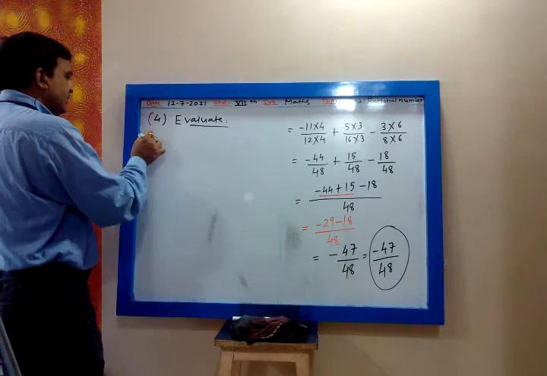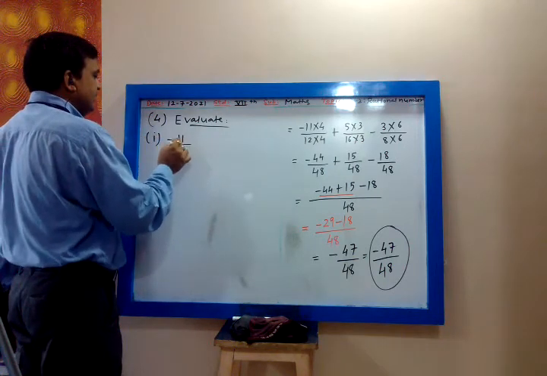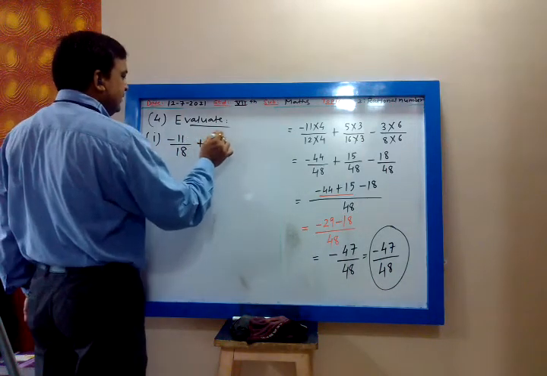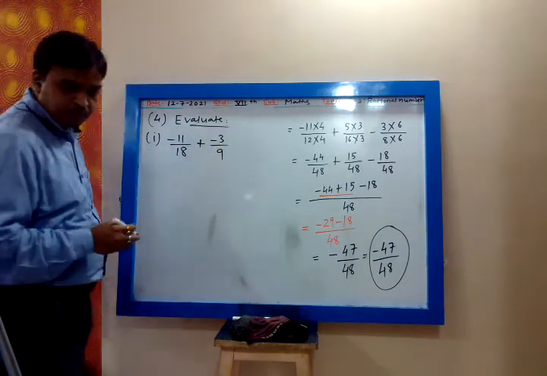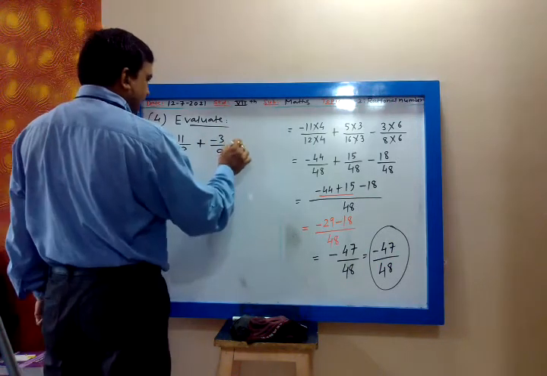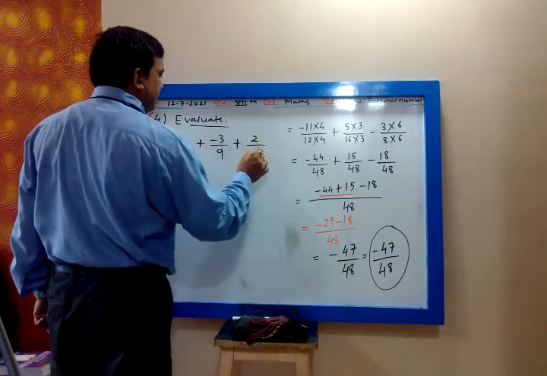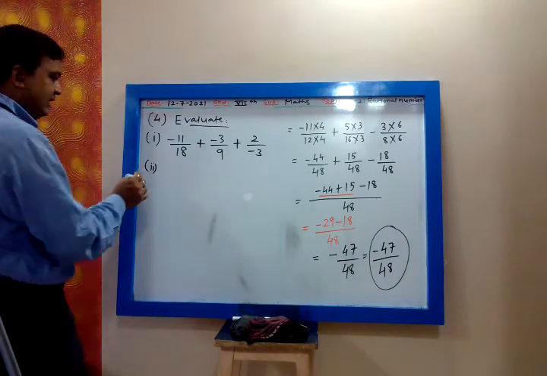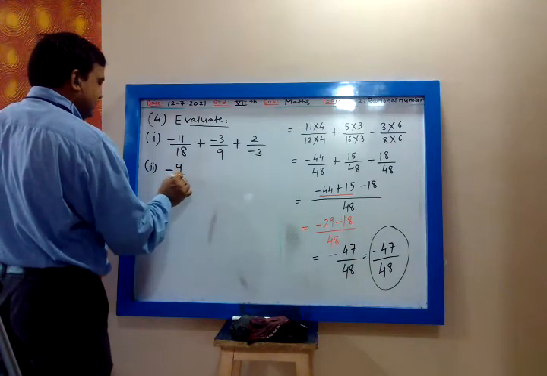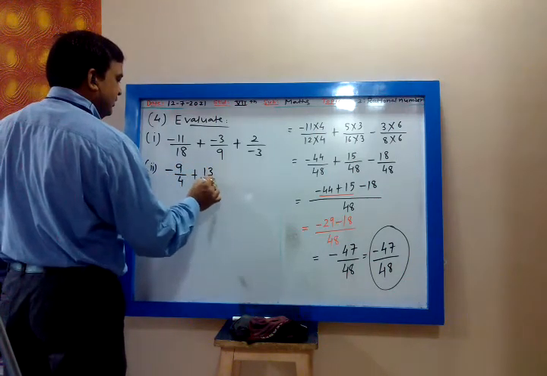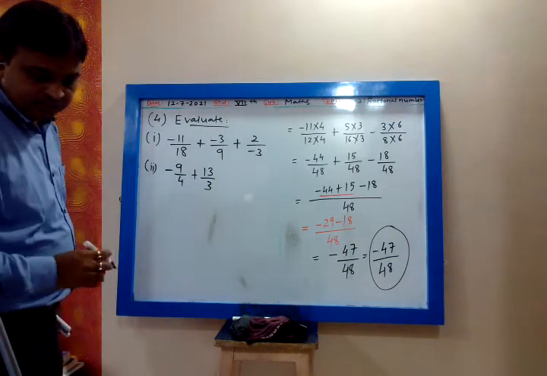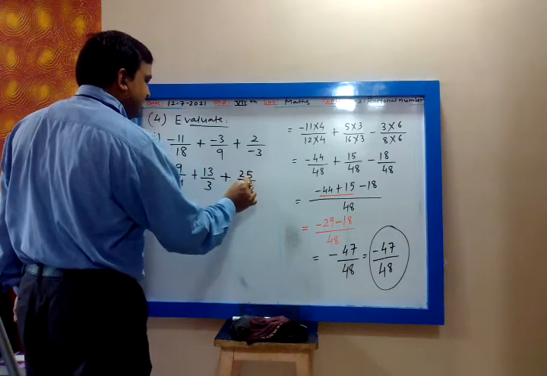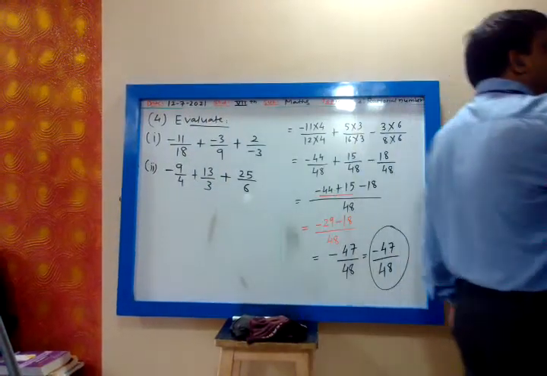Evaluate. First: minus 11 by 18 plus minus 3 by 9 plus 2 upon minus 3. Let me write all the questions, then we'll see. Second: minus 9 by 4 plus 13 by 3 plus 25 by 6.